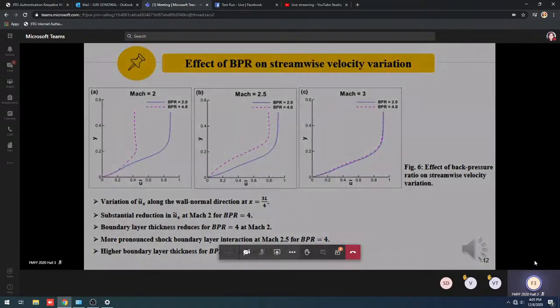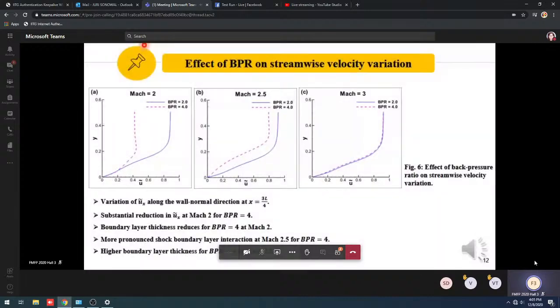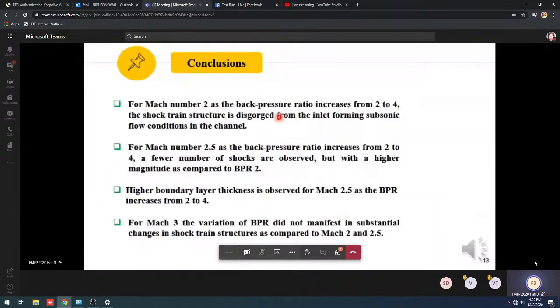Following are the important conclusions from the present study. For Mach 2, as the BPR increases from 2 to 4, the shock train structure is disgorged, that is, expelled from the inlet, forming subsonic conditions in the channel.